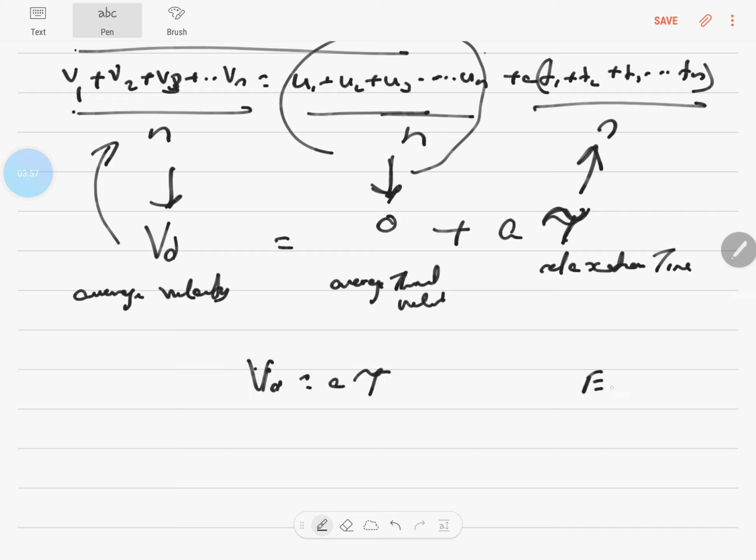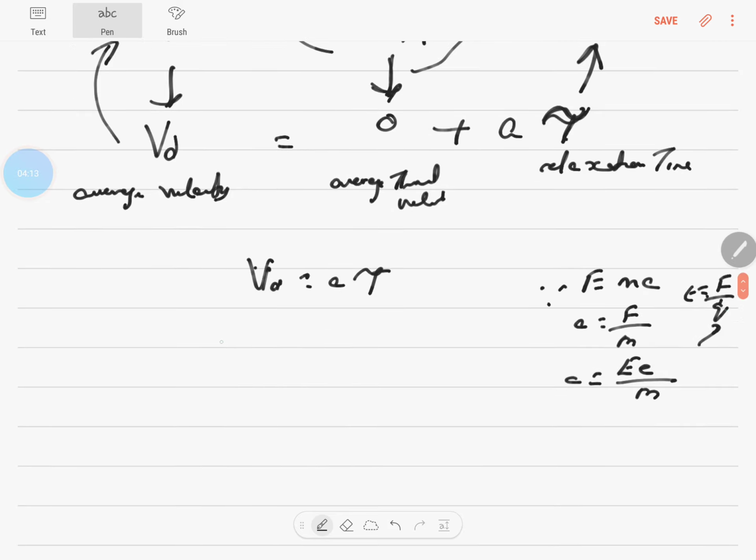You know, F is equal to M into A, so A is equal to F by M, and F according to electrostatics is capital E into small e. E is equal to F by Q, F is equal to E into Q. So capital E into small e, in the place of charge you can write small e. And so Vd is equal to capital E into small e by M into relaxation time t.